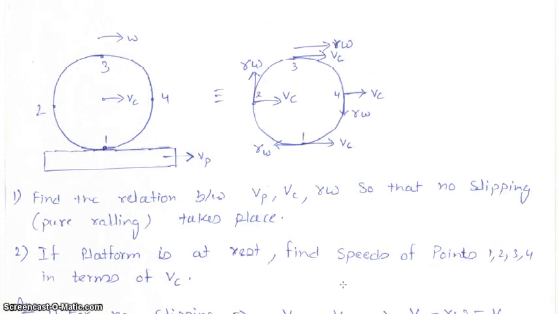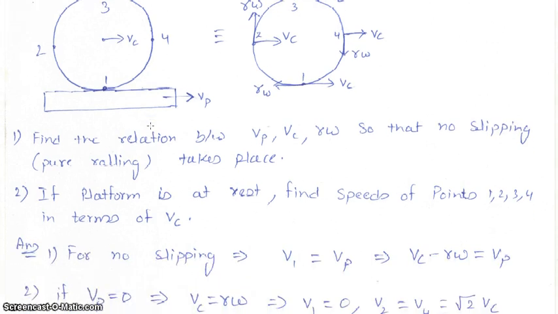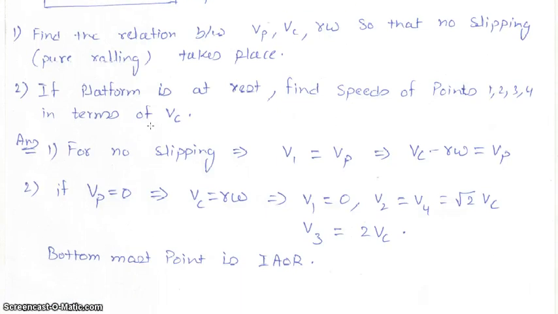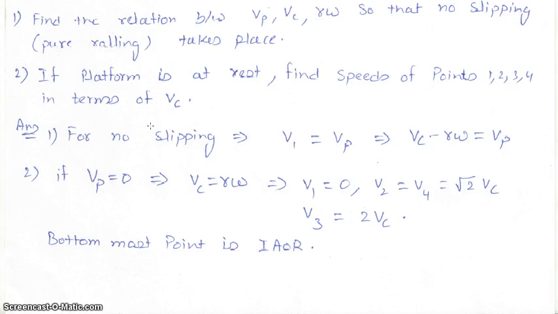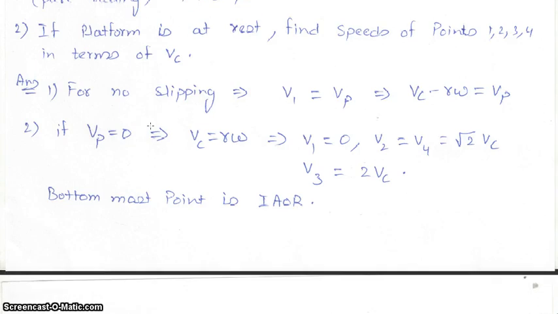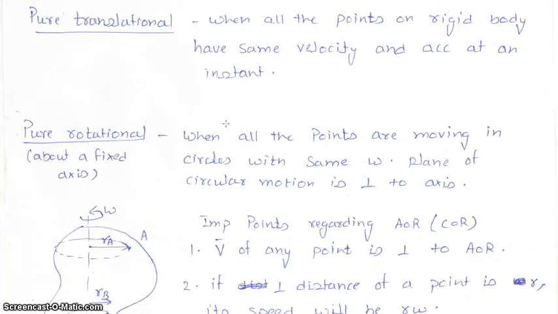So the bottommost point will be at rest now. The topmost point will be moving with twice the velocity of the center, whereas 2 and 4 will have a speed of root 2 times the velocity of the center. The bottommost point is known as the instantaneous axis of rotation. Any point on the body which is instantly at rest is on the axis of rotation.